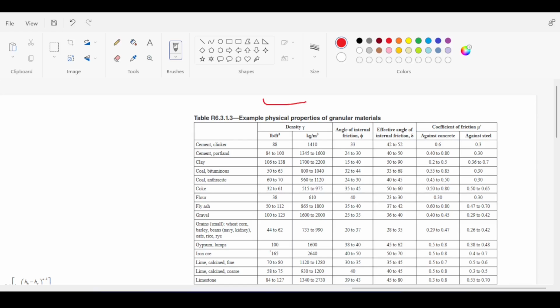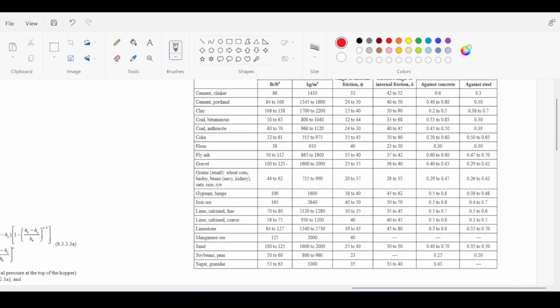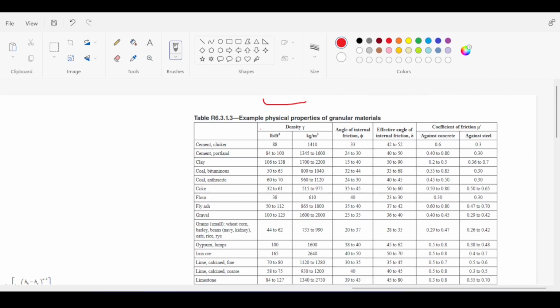Now, there are all types of possible granular material. You see that there is absolutely no liquids. And for each of those materials, you have the density, which is the gamma, in kilograms per meter cube. You have the angle of internal friction, and there are actually two angles of internal friction, and I will tell you the difference later when I start calculating.